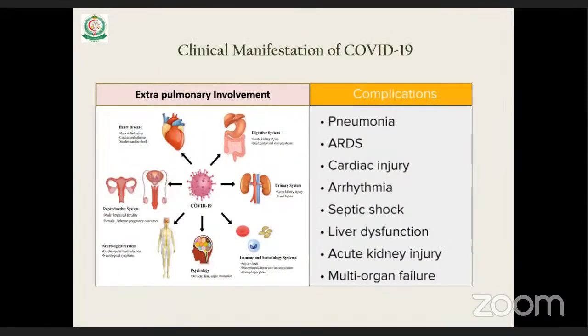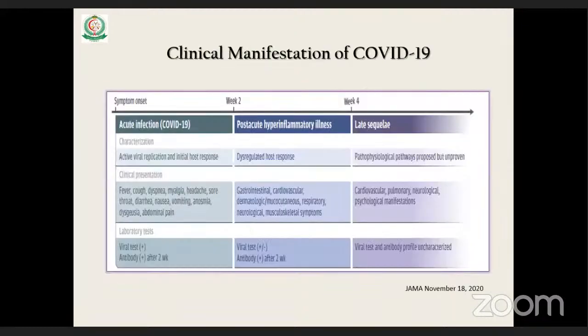The extrapulmonary involvement is thought to be due to the presence of these receptors, the angiotensin converting enzyme receptors, in different organs of the body, for example, the heart, kidneys, the brain. That's why the patient might present, whether early or late, with different extrapulmonary manifestations, as mentioned in the cases presented by Dr. Eid.